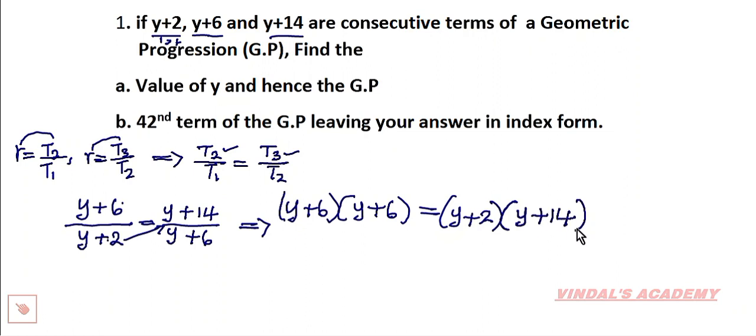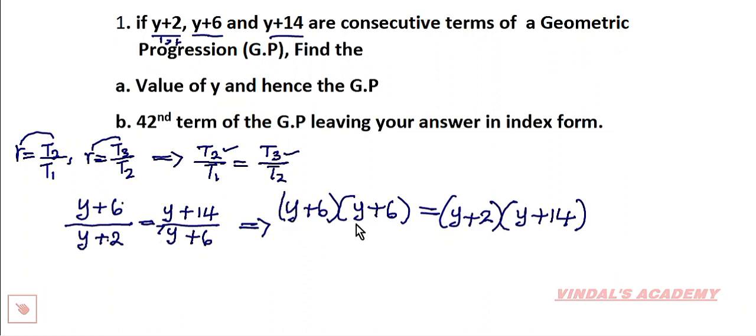So please, if you are a WAEC student, don't ever cancel. Like I used to see students say cross multiply, they do this. Don't ever try that. Some examiners penalize students who do that a whole lot. So please don't do that.